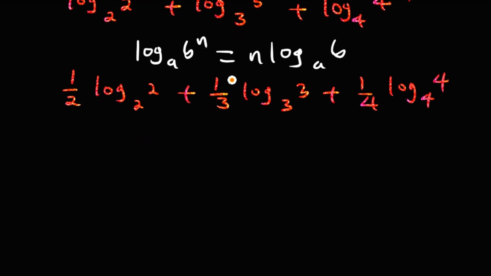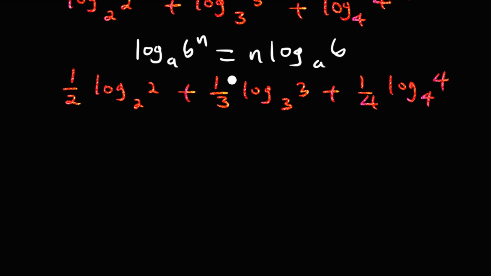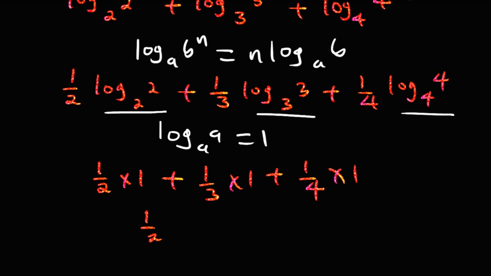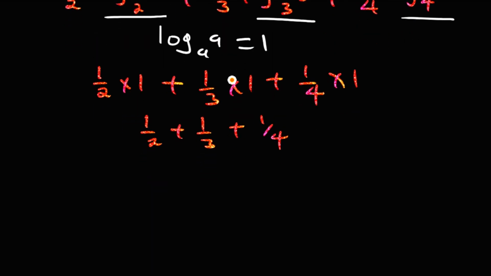Then from here, we can remember that when the number and the base are the same, that log is equal to 1. That is, log to base a of a is 1. So you can see this is log to base 2 of 2, this is log to base 3 of 3, this is log to base 4 of 4. The number and the base are similar in each case. So it means we have 1 over 2 times 1 plus 1 over 3 times 1 plus 1 over 4 times 1, which is just half plus a third plus a quarter, which you can simplify.